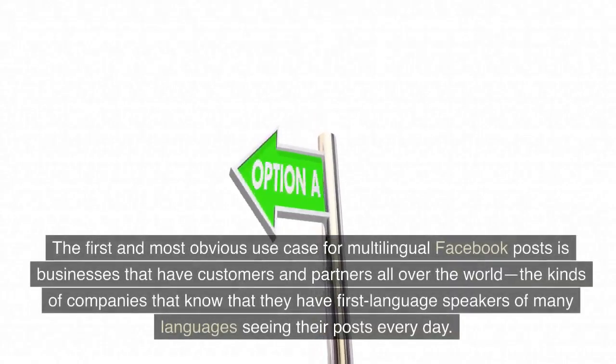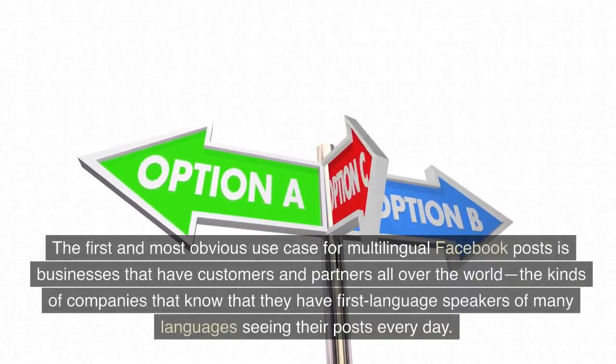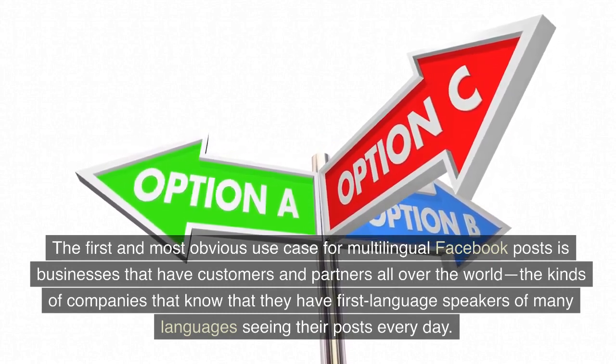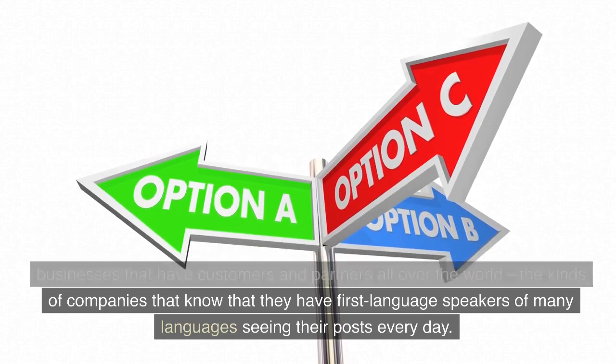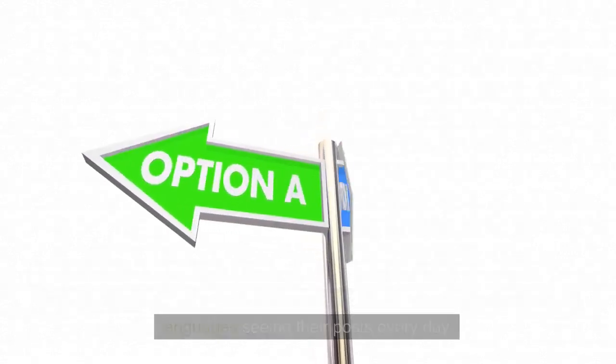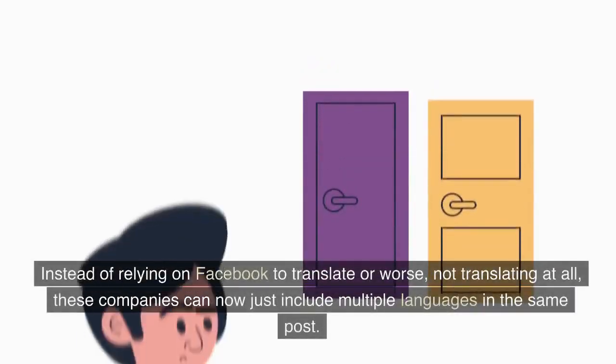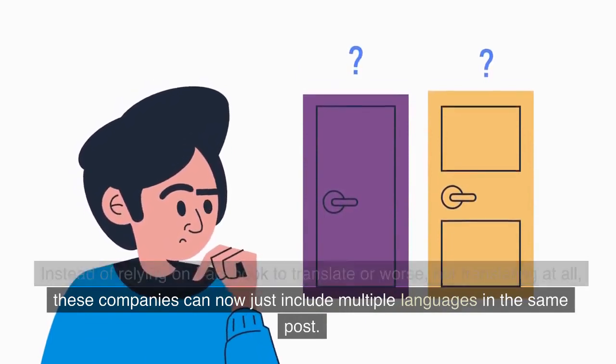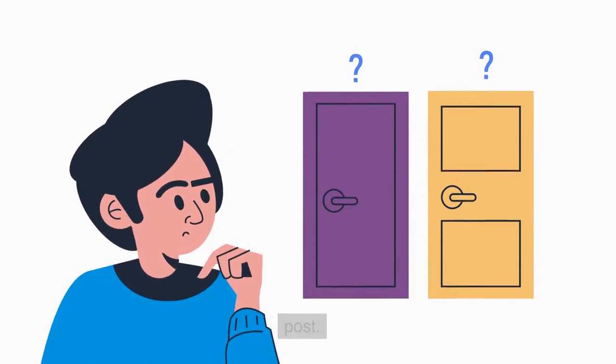The first and most obvious use case for multilingual Facebook posts is businesses that have customers and partners all over the world, the kinds of companies that know that they have first language speakers of many languages seeing their posts every day. Instead of relying on Facebook to translate or worse, not translating at all, these companies can now just include multiple languages in the same post.